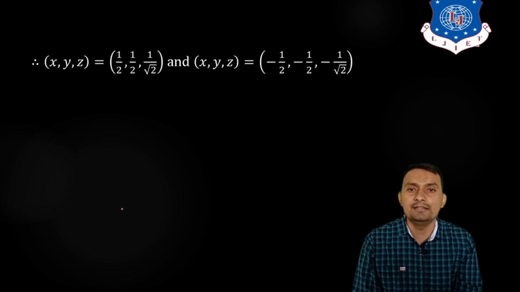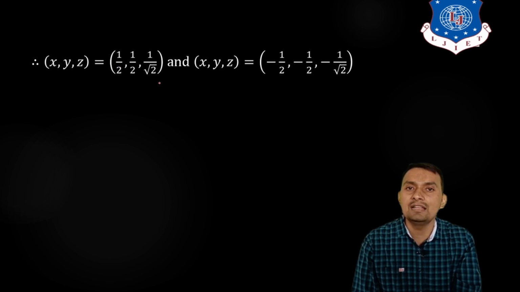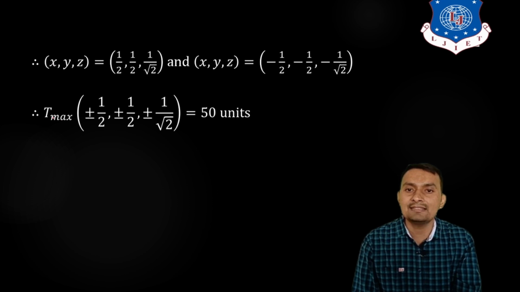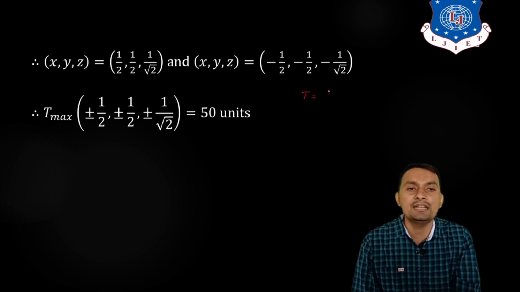So we get 2 points, x, y, z, where all are positive and the other where they are negative. So the maximum temperature is what we want to determine. So what we are going to consider is T equal to whatever we have.